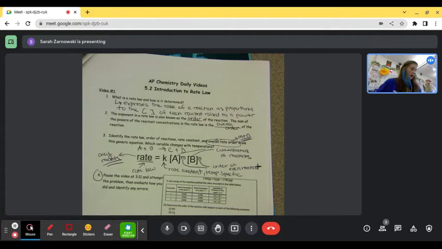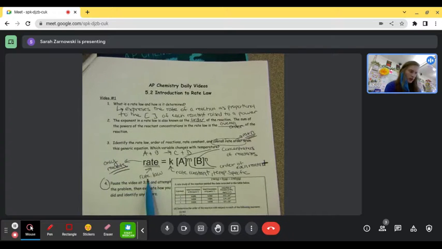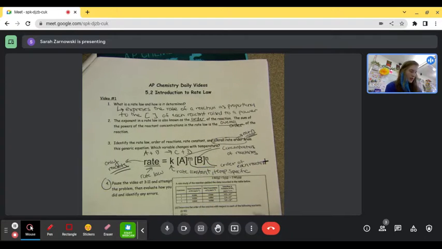Okay. So this is the rate law. Here's the concentrations of A and B. And then M and N are the exponents. So in these types of problems, you are going to be looking at tables of data, and you are going to be trying to figure out what M and N are.